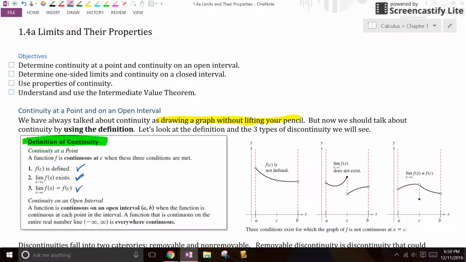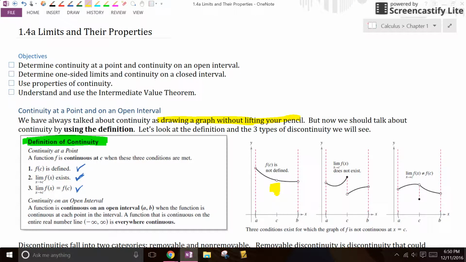Off to the right, you see a couple of examples I talk about that are not defined. On this first example, I have a hole. The limit exists, but the function doesn't exist at that point. So therefore it can't be continuous. Number 1 doesn't even work. Number 2 does, but number 3, no go.